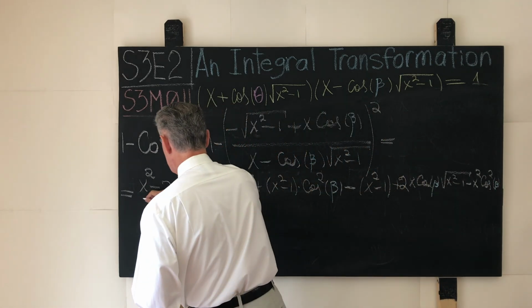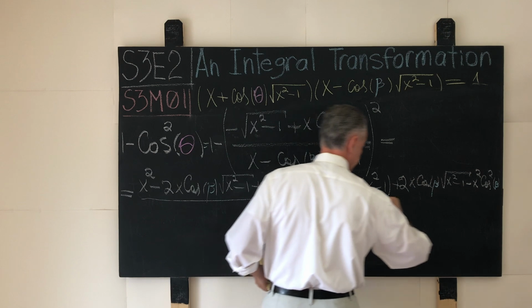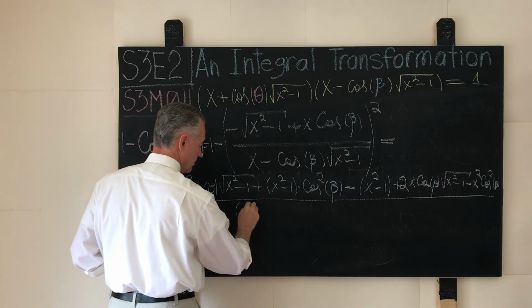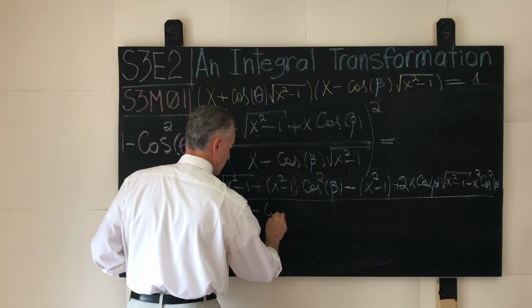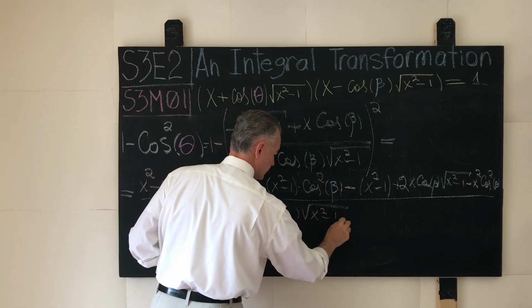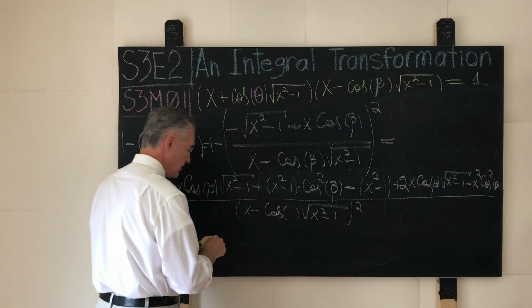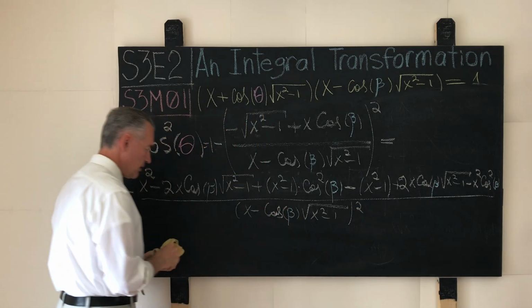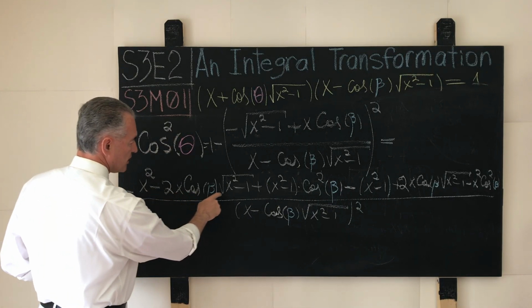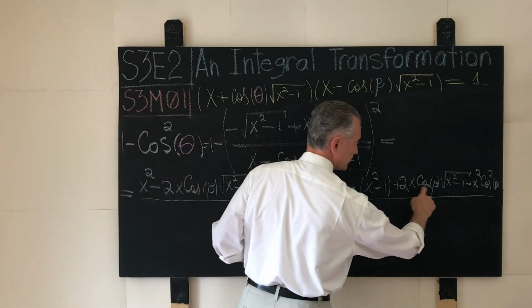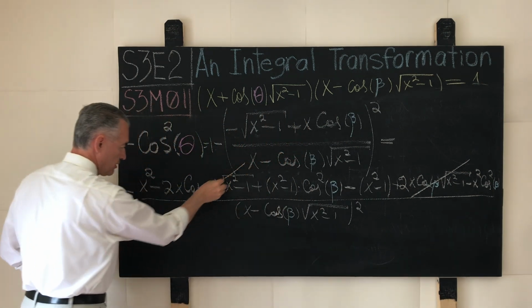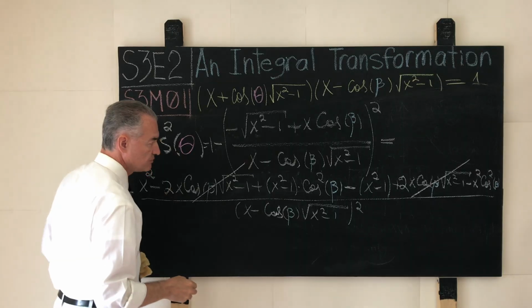And all this beautiful mess must be divided by the square of the denominator. x minus cosine of beta, x squared minus 1 squared, and here we have angle beta. Now let's go to work. Minus 2x cosine beta square root plus 2x cosine beta square root. So this and this cancels out.